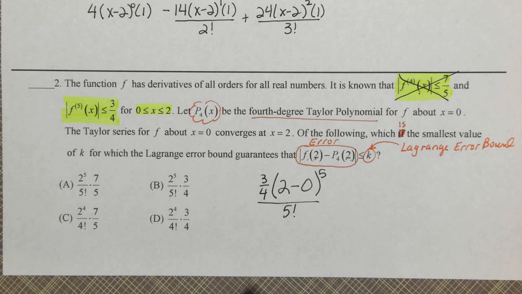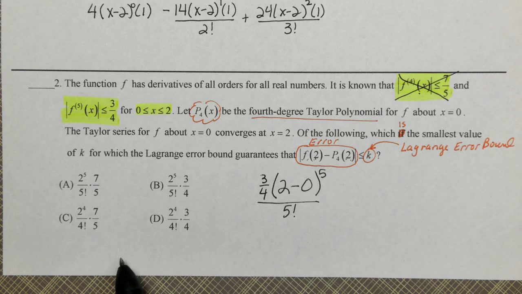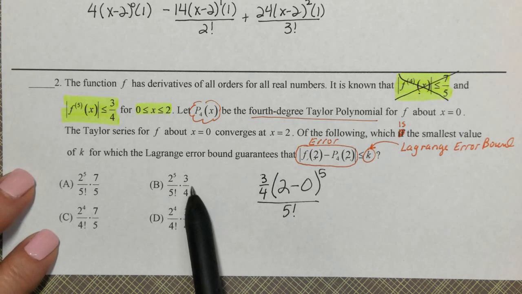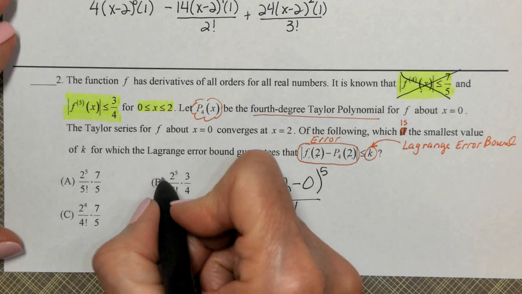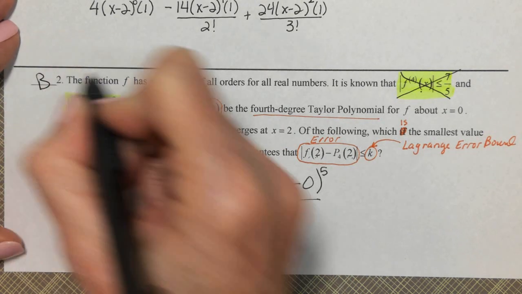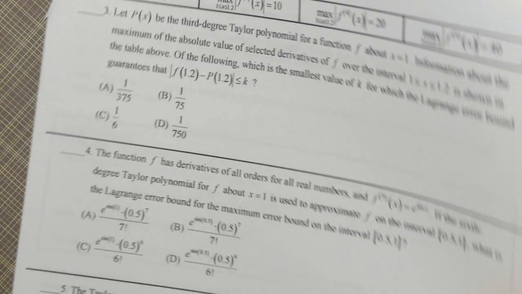I know that's my answer, but I need to know which of these it is. Which of these is it? I see the 3/4 over there on these two. 2 to the fifth over 5 factorial will be it. Okay? All right, so that's one way they could ask you a multiple choice question on Lagrange.